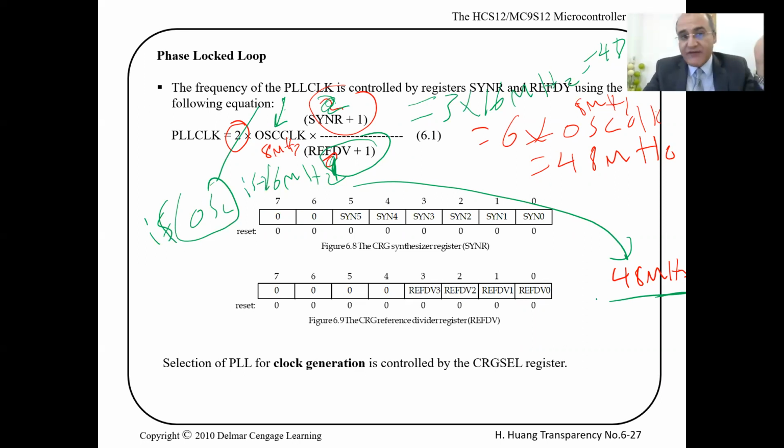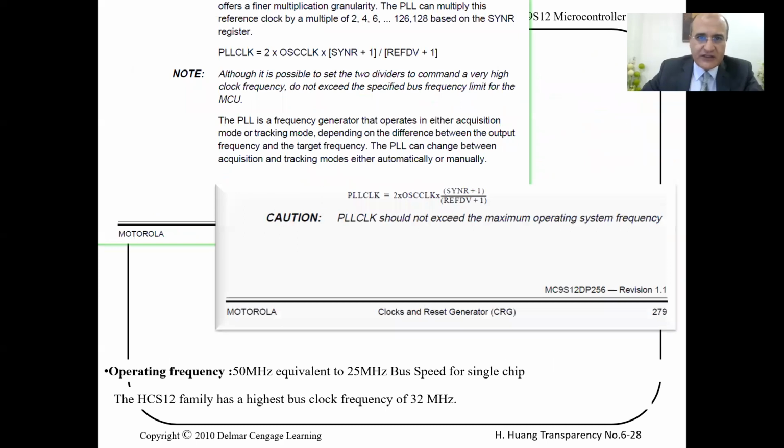Yeah, whatever, you just play with these numbers and you can get any PLL clock value you want. But how far can we go? In the data sheets, some of them, for example in one data sheet I found, it said you can go up to 50 megahertz, equivalent to a 25 megahertz bus or E-clock.